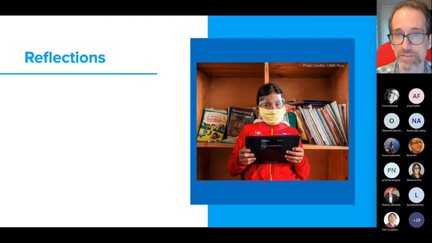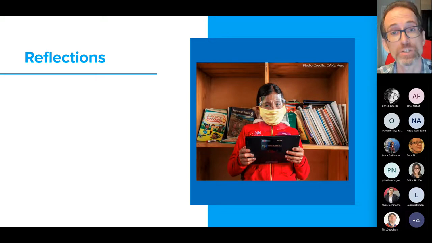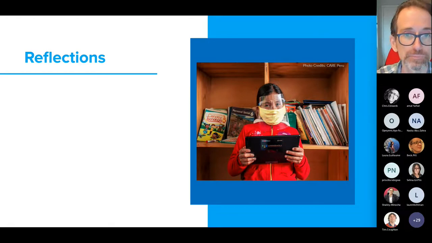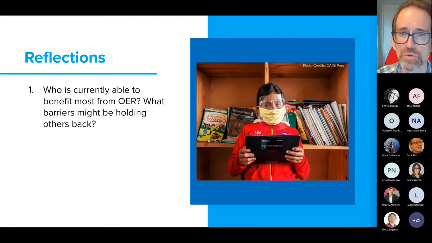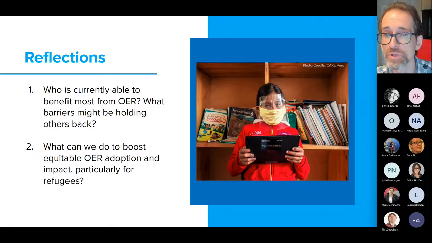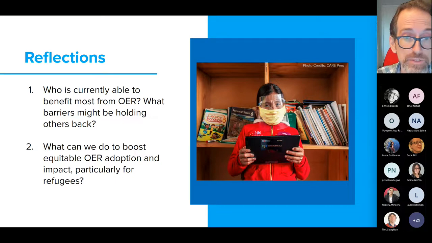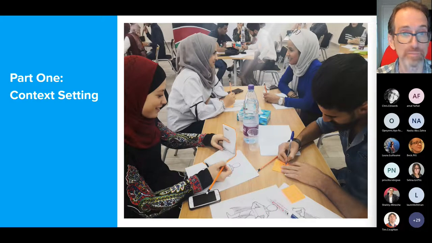As you're listening to the discussion today, and potentially as some questions we can come back to as we have some group discussions, there are a couple of questions I'd like you to keep at the back of your mind and then share back on later. First, who is currently able to most benefit from OER? And what barriers might be holding others back? Second, what can we do to boost equitable OER adoption and impact, particularly for refugees?